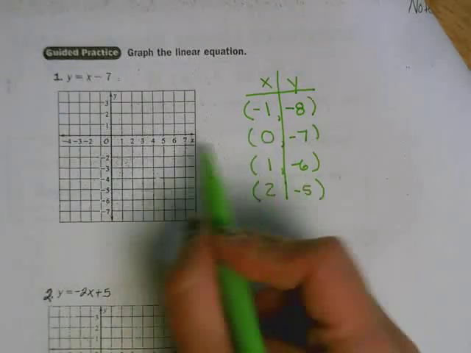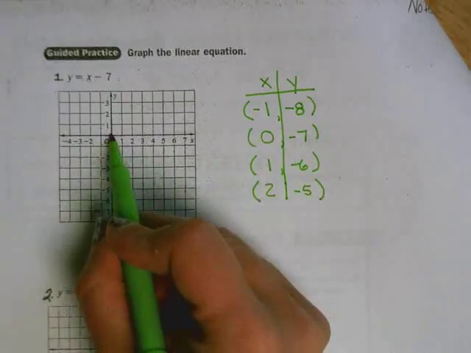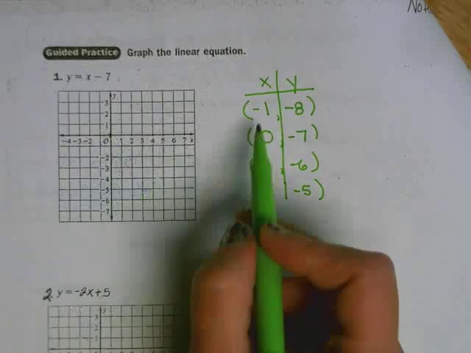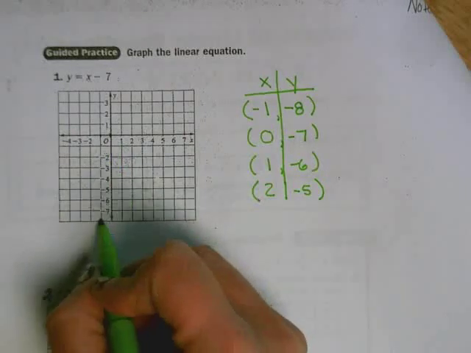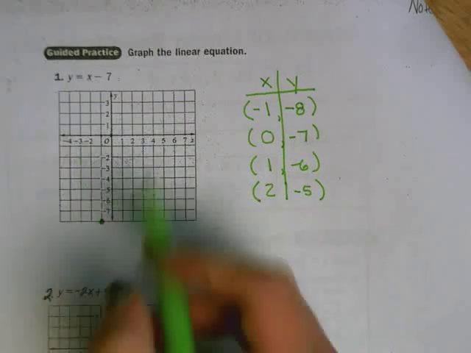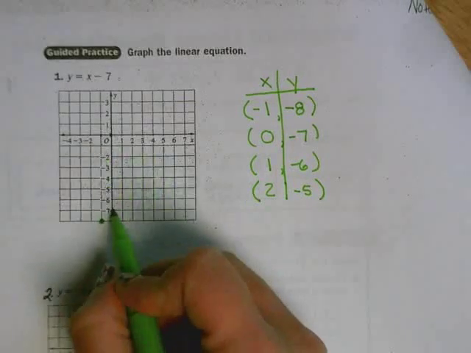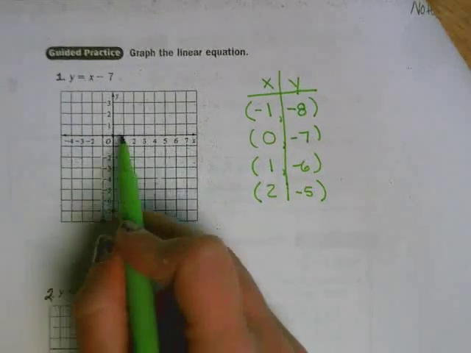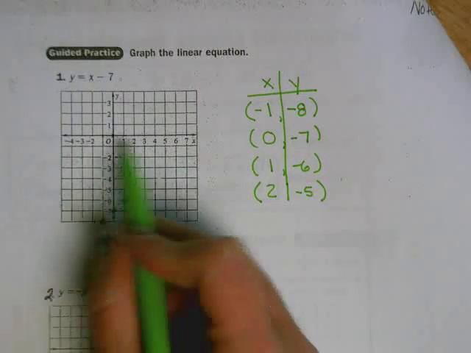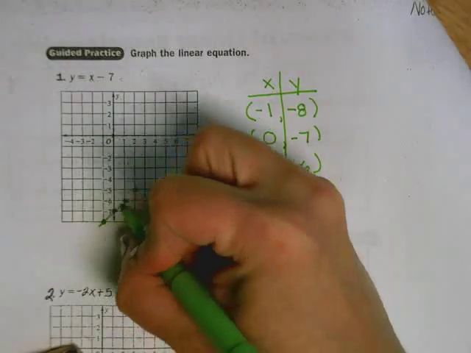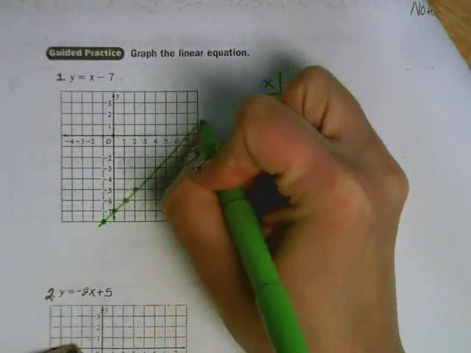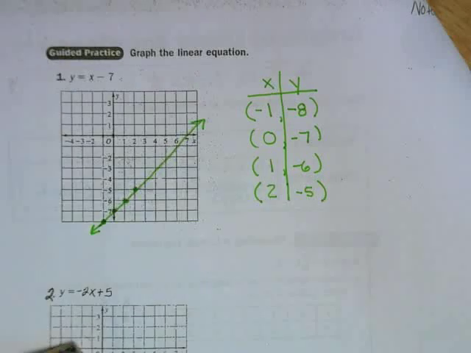So if we graph this now, here's our origin. It's a little bit off-center on our grid. -1 to -8. -1 would be 1 over this way, and -8 looks like all the way down here. 0, side to side 0, down to -7. Side to side 1, down to -6. Side to side 2, down to -5. Does it look like it's going to make a straight line? Sure. So let's connect it in as straight of a line as we can. Put arrows on either side to show those are all the possible solutions for this equation.